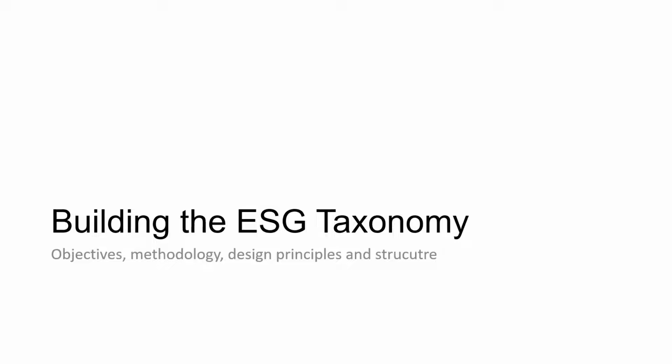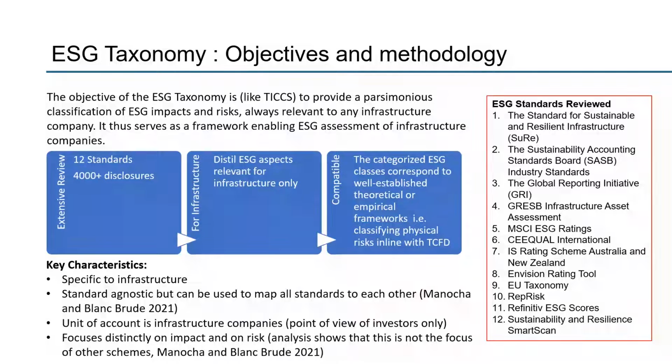Building the ESG taxonomy. This section introduces you to the objectives, methodology, design principles, and structure of the ESG taxonomy. Like the 2021 version, the starting point of the 2022 taxonomy was a review of 12 standards widely used to understand and assess the ESG performance of infrastructure companies. The reviewed standards are presented on the screen on the right. The review of these standards included the analysis and categorization of 4,000 plus individual disclosures used by these frameworks. These were then distilled to identify ESG aspects relevant for infrastructure companies. This guided the development of the ESG taxonomy.